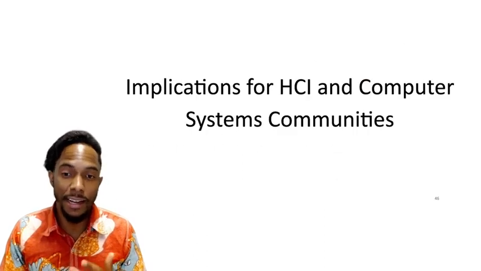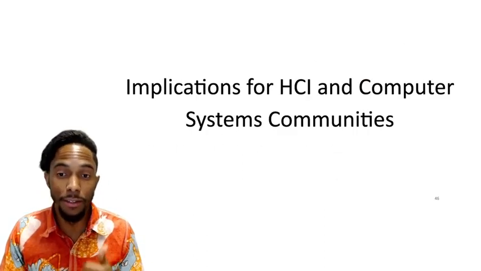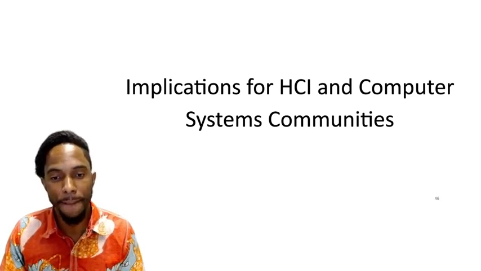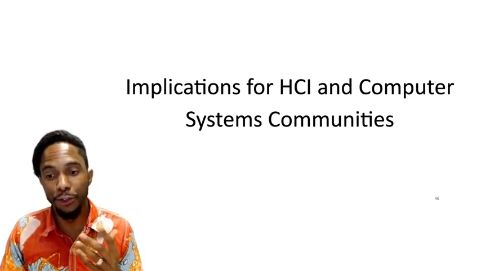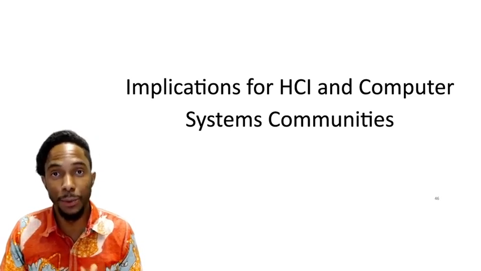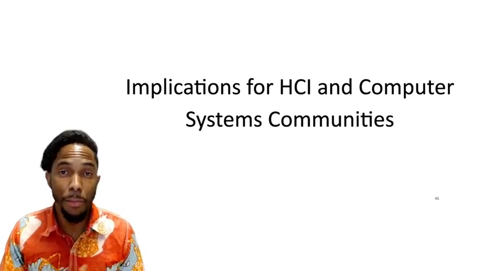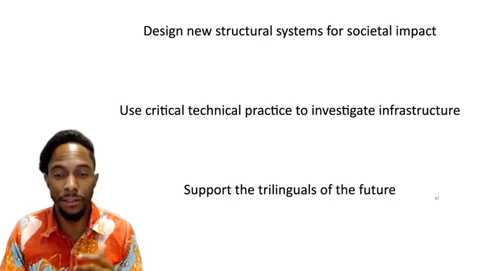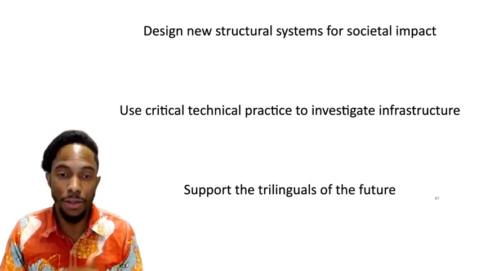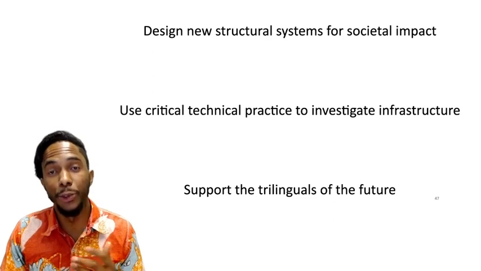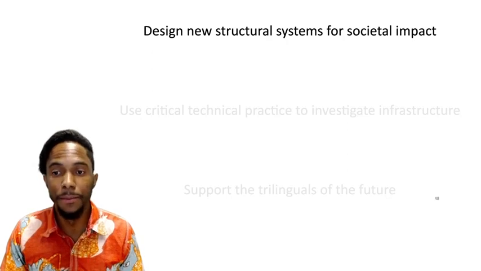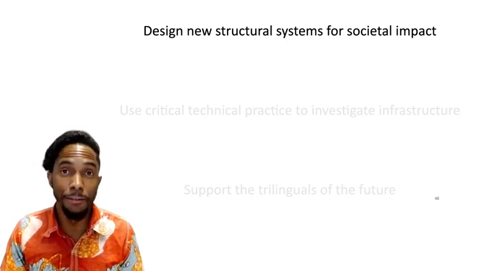In summary, this analysis has made us aware of two things: the role of institutional and disciplinary structures in shaping societal impact, and the role of seam work and simulacra of impact in reworking said impact. Now, what implications do these insights have for pursuing technical research for societal impact within HCI and systems? We provide 3 concrete implications in the paper, including the need for designing new structural systems for societal impact, using critical technical practice to investigate infrastructure, and supporting what we call trilinguals of the future. I will only focus on the first implication due to limited time, but I highly recommend checking out the paper for further expansion on all 3.